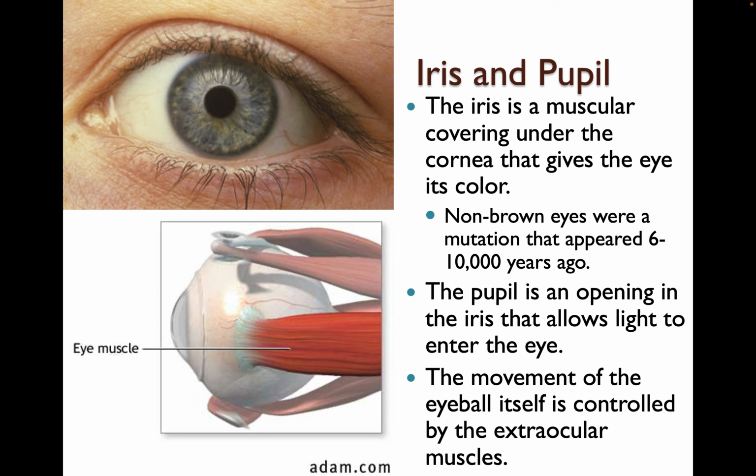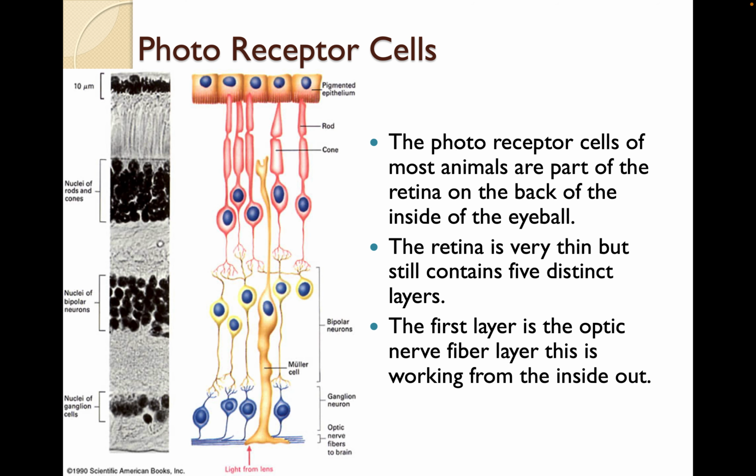The movement of the eyeball itself is controlled by extraocular muscles, and that's what moves the eye from side to side and up and down. The photoreceptor cells of most animals are part of the retina on the back of the inside of the eyeball. The retina is very thin, but still contains 5 distinct layers.